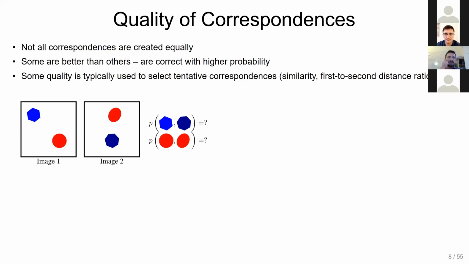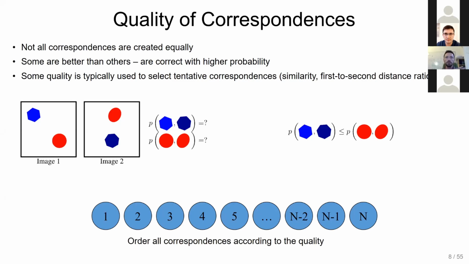It might seem useful to try to estimate the actual probability of correctness of the match, but this might be tricky, and we will avoid that. We will just go for a simple comparison that certain tentative correspondences are better than others. So we will assign a quality, and we will order all the correspondences according to the quality. This would go that this red one would go in front of this blue one.